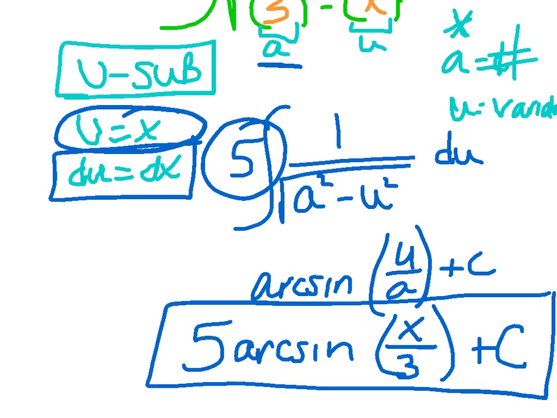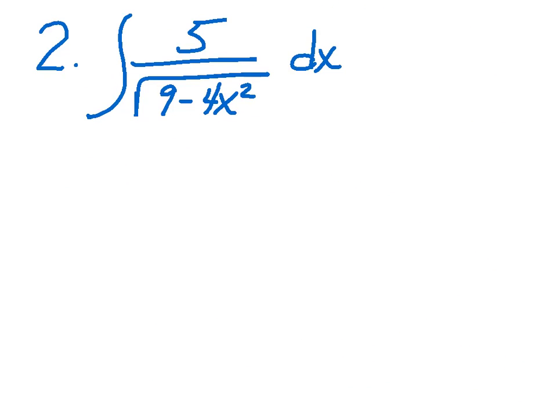Woohoo! So take your time on these. Feel free to pause it, try it again. They take a lot of practice, and we're going to do a couple more together. All right, number 2. The integral of 5 over the square root of 9 minus 4x squared dx. So again, don't think arc trig yet. Let's try a u sub.